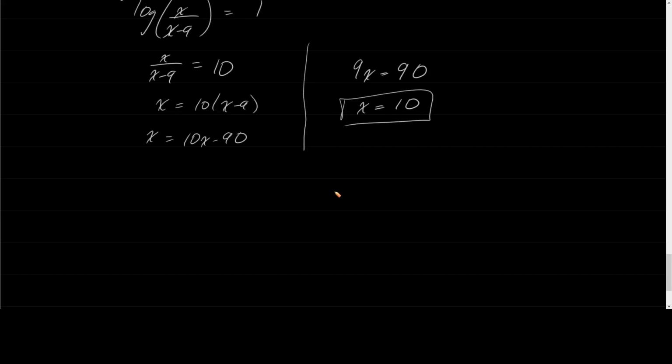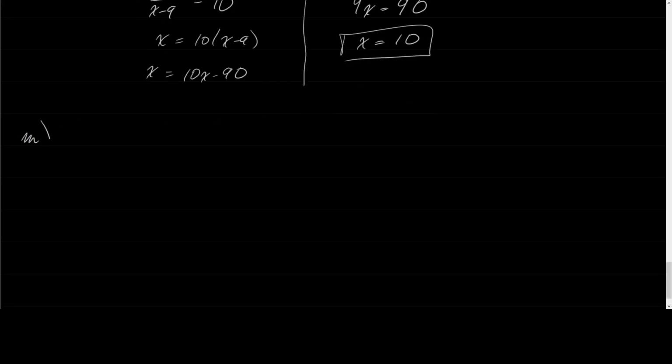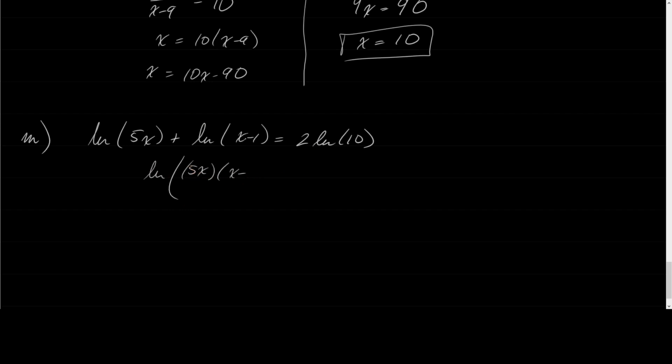M. So if I had something like ln of 5x plus ln of x minus 1 is equal to 2 ln of 10. Well, again, I'm going to start with the same exact thing. With equations like these, when we have a bunch of ln's, what you want to make sure is that you have at most one ln on each side. What do I mean? Well, on the left side, I can rewrite it as the ln of 5x times x minus 1. On the right side, I can write it as ln of 10 squared.